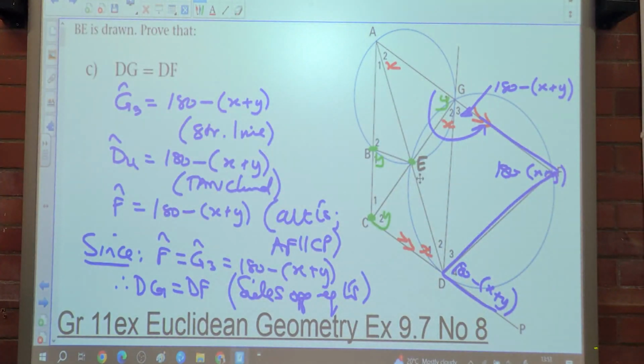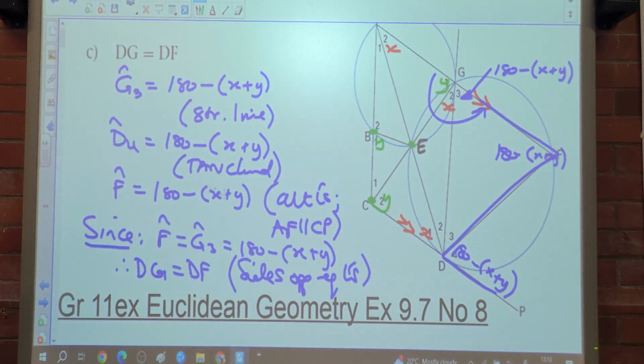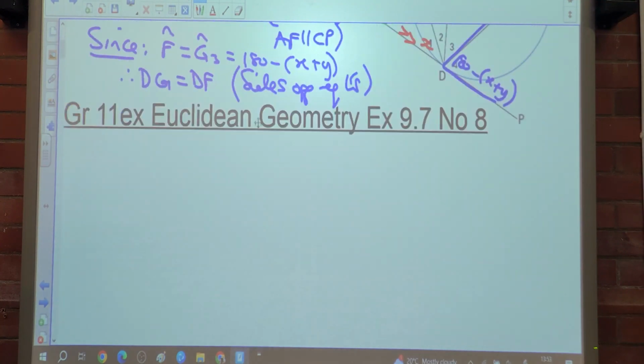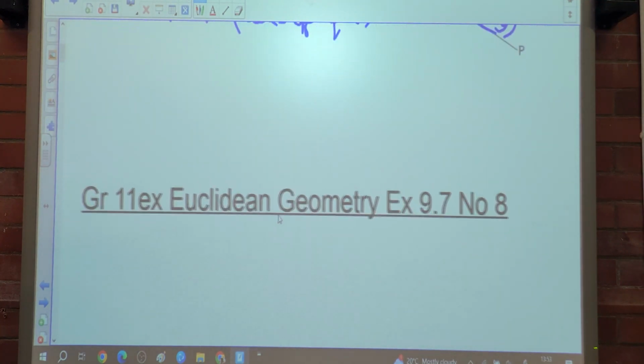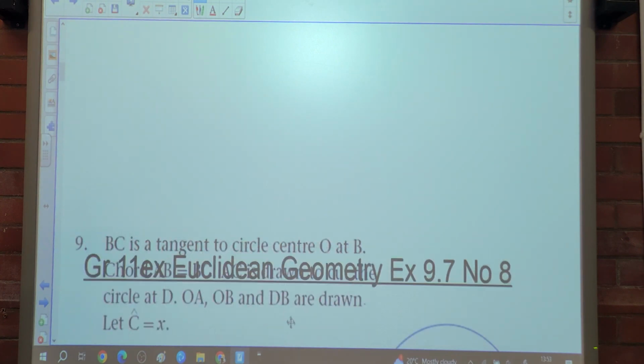How many marks for something like this? There's already 4 or 5 marks here. The previous 2 sums, probably 4 each. So with that diagram already 16 marks.